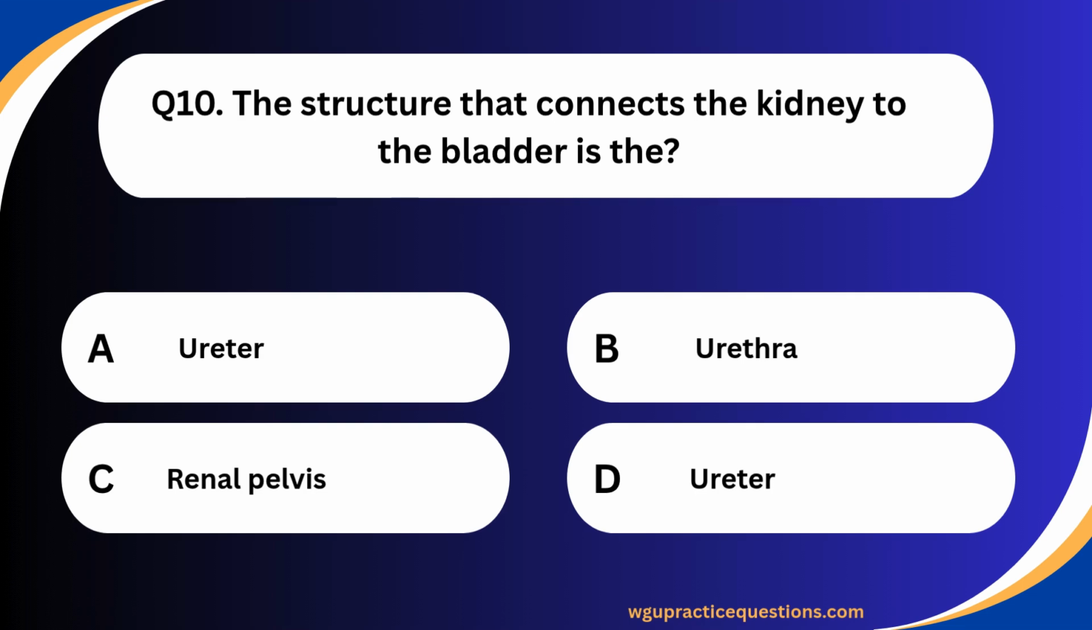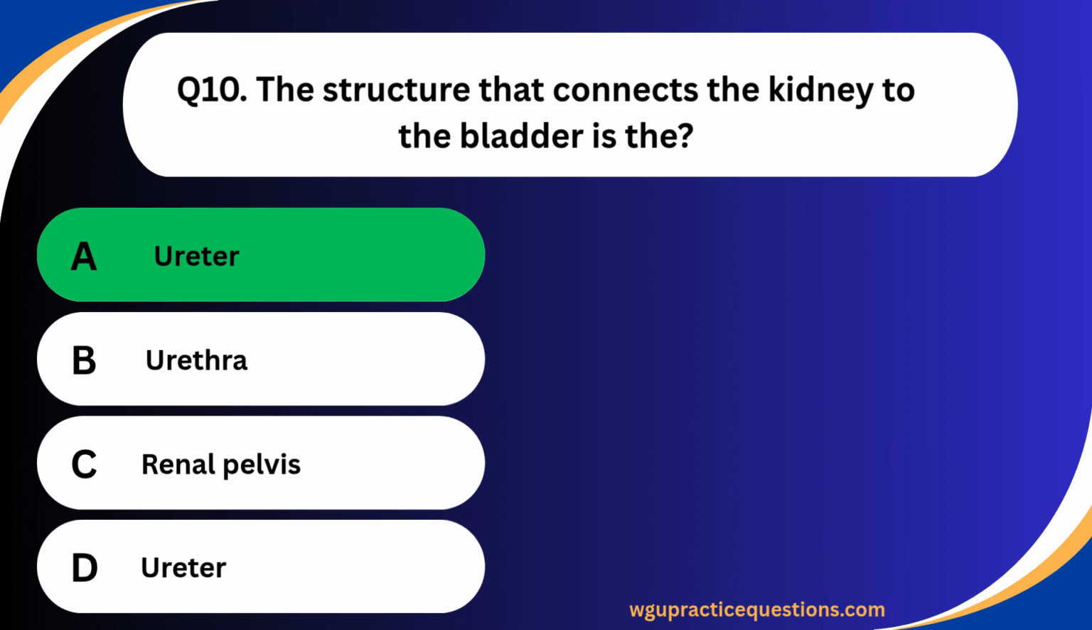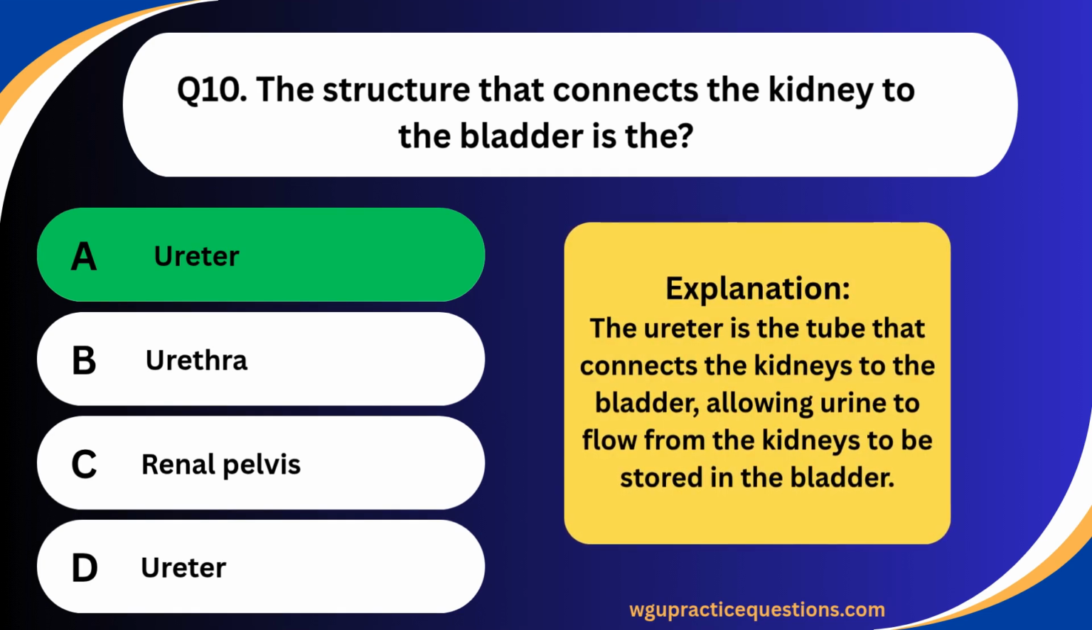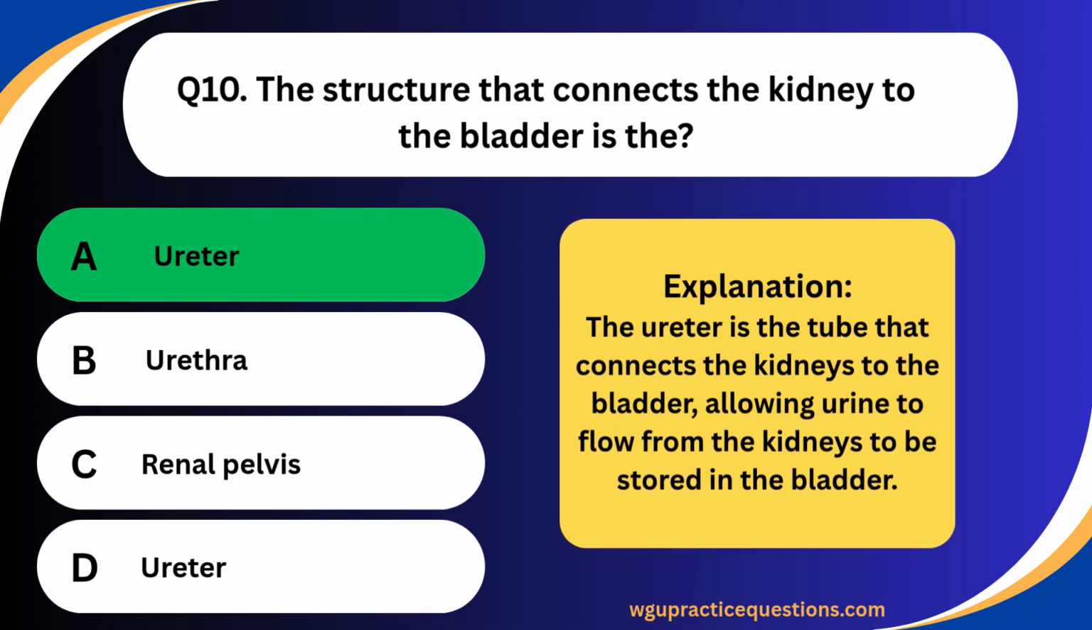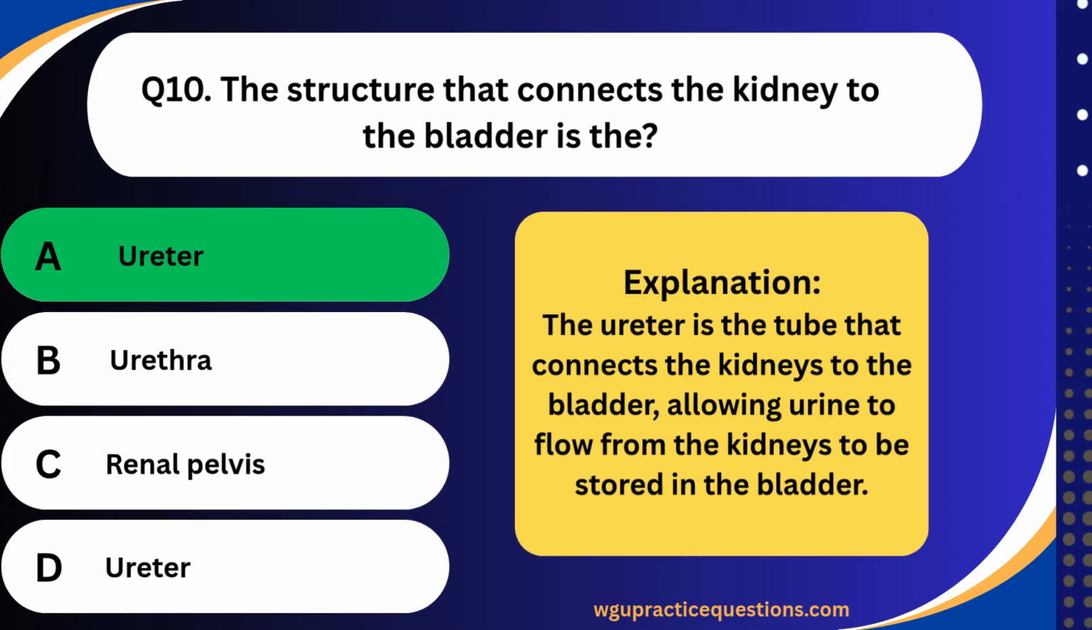Question 10. The structure that connects the kidney to the bladder is the A. Ureter, B. Urethra, C. Renal pelvis, D. Urethra. Which one is the correct answer? The correct answer is A. Ureter. Explanation. The ureter is the tube that connects the kidneys to the bladder, allowing urine to flow from the kidneys to be stored in the bladder.